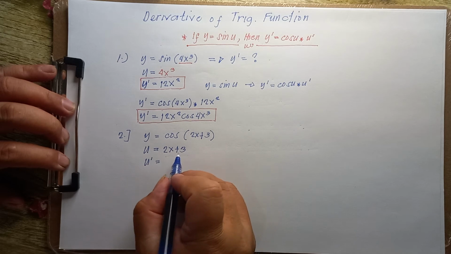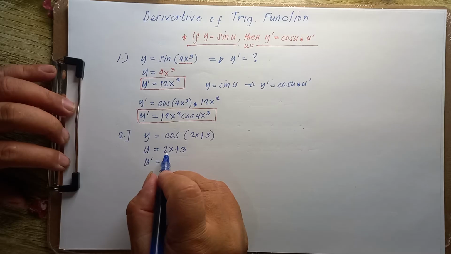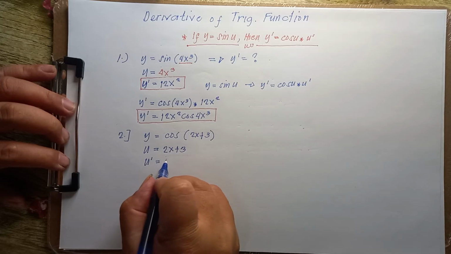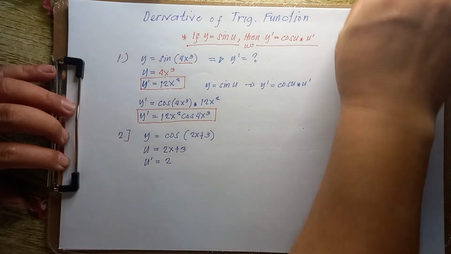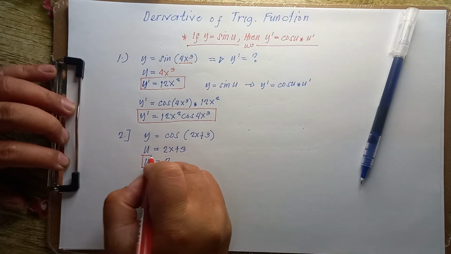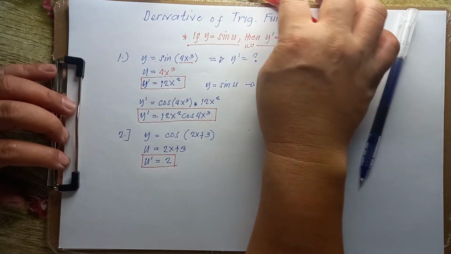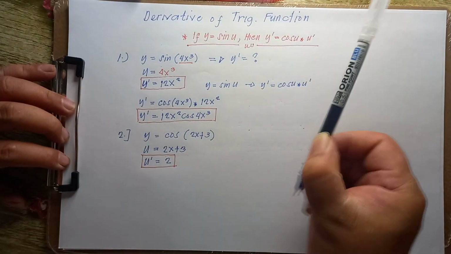derivative of our u. So we say u prime. So what is the derivative of a constant? 0. What is the derivative of 2x? Just the same as 2. So that is the derivative. After that one, we can now apply the rule.